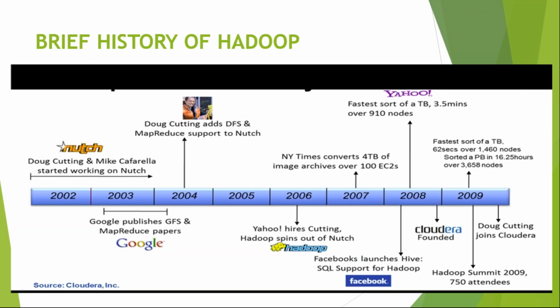And in 2007 they started doing experiments with the New York Times, like how we have the India Times. The New York Times converted 4 TB of data using over 100 EC2 instances. EC2 means Elastic Compute Cloud. I mean 100 machines.